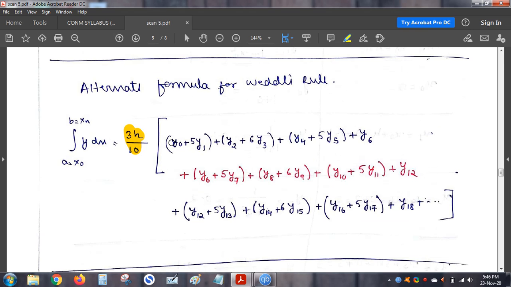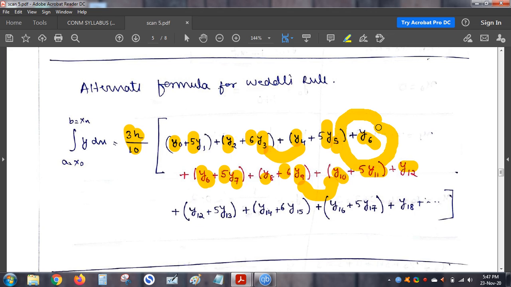Now as you can see, there is a pattern in this formula. See, y0, 5y1, plus y2, plus 6y3, plus y4, plus 5y5 and y6. Then this has been repeated again in a different form. See, we are writing 5y6. Now 5 is still here. Then we have the next term, which is y7. Then we have y8. Then the 6 is over here. Then we have y9, then 5, and since we had y6 over here, we started again with y6. Similarly, since we have y12 over here, we start again with y12. So there is a pattern.